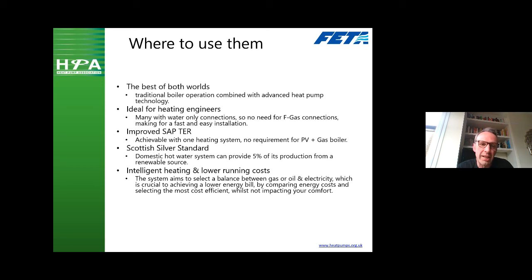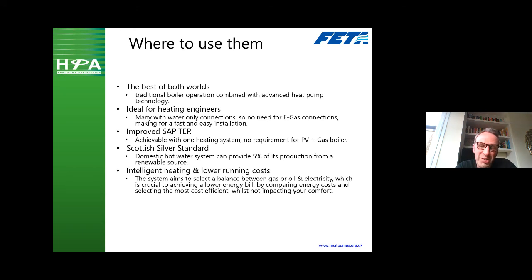And it does give us an intelligent heating system and potentially allows us to deliver lower running costs because the system will aim to select a balance between gas or oil and electricity to help achieve lower energy bills by comparing the energy costs and selecting the most cost efficient whilst not impacting the comfort for the end user.